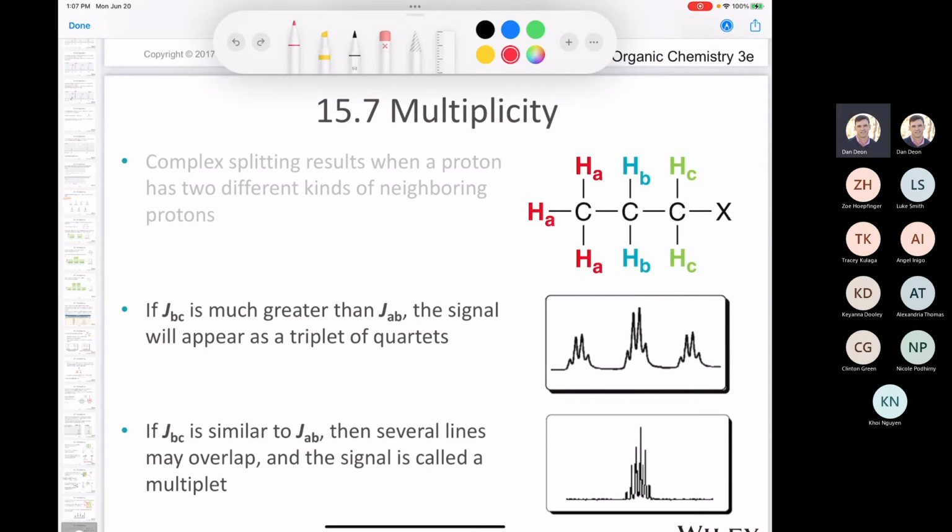However, there's a third scenario, which is if they're similar to each other, then they're so close that you really can't make anything out. And then you end up with a multiplet. So that's where multiplets come from. Okay, and they're very difficult to determine what's going on.